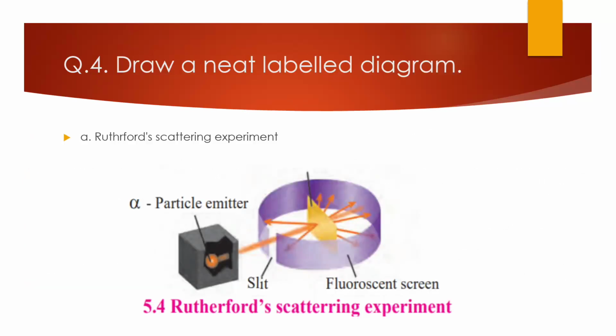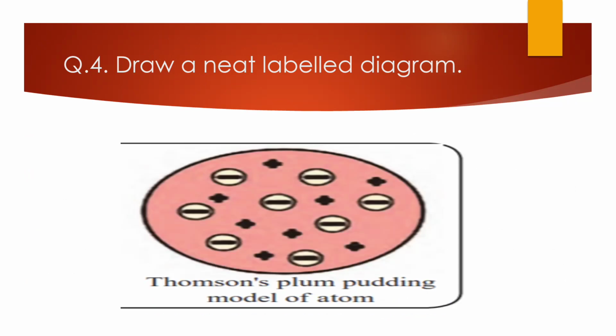Question number 4 is draw a neat labeled diagram. The first diagram is Rutherford's scattering experiment. So here is the diagram in front of you. You can copy this diagram. You can see the fluorescent screen, gold foil, slit, and alpha particle emitter. You have to draw it neatly, and you have to label it neatly also.